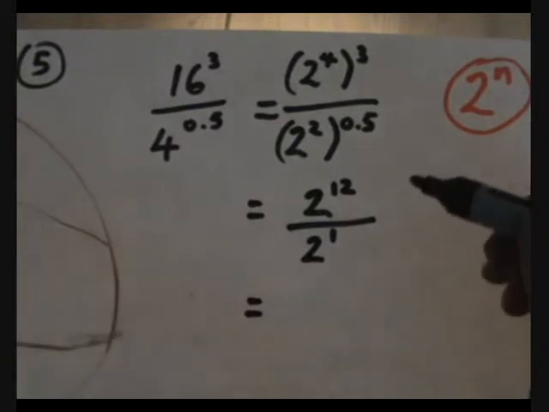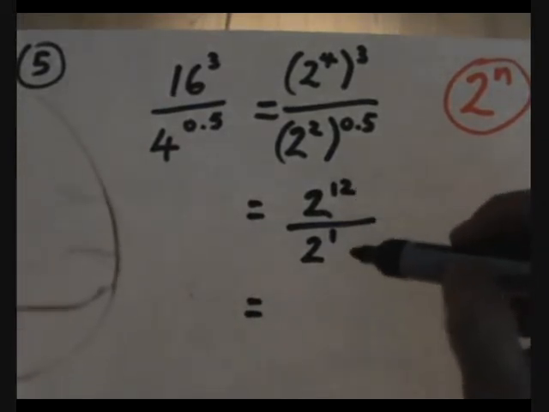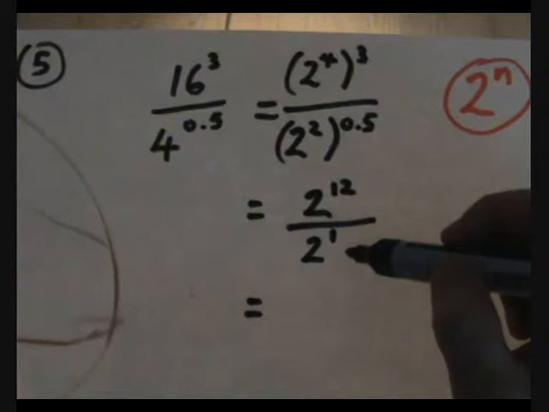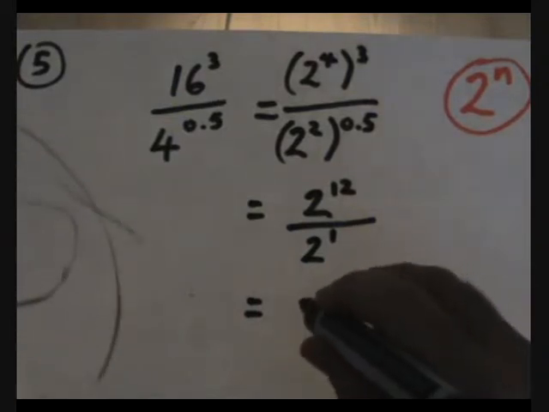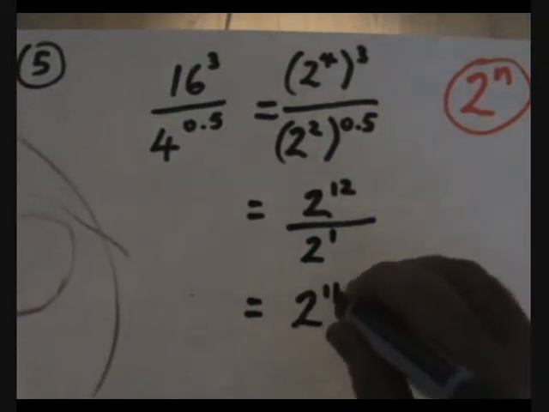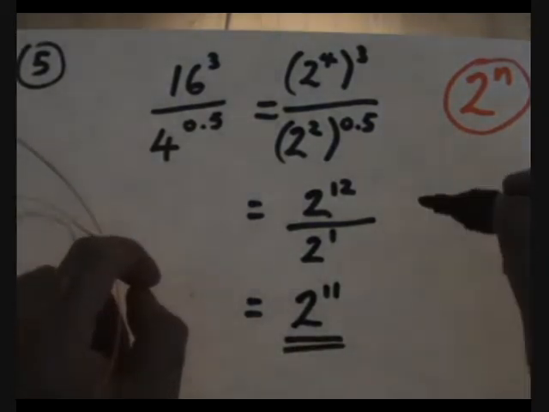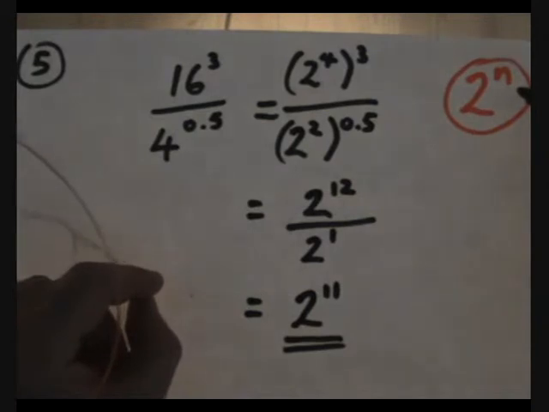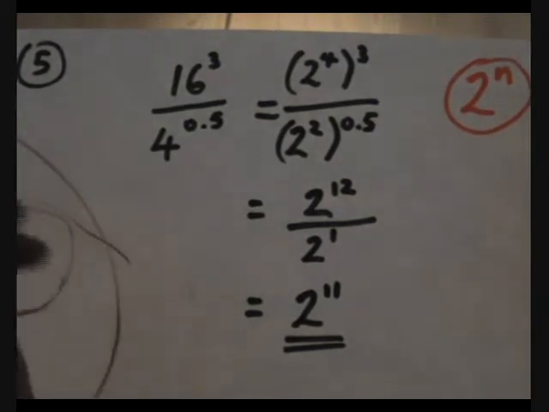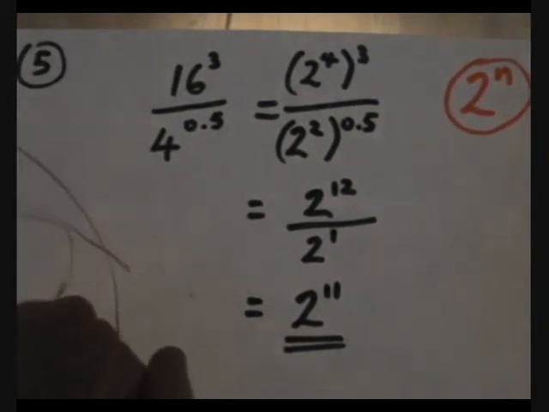And remember the rule when we divide, 2 to the power of 12 divided by 2 to the power of 1, you subtract the powers, so 12 minus 1 is 11, so it's 2 to the power of 11. So there we have it. We've written it in the form 2 to the power of n. We've written it as 2 to the power of something.